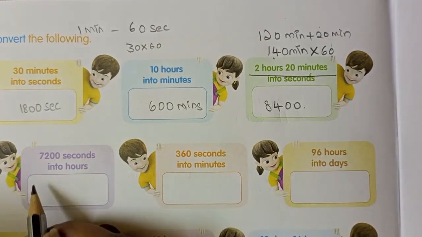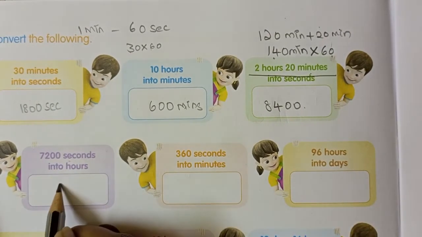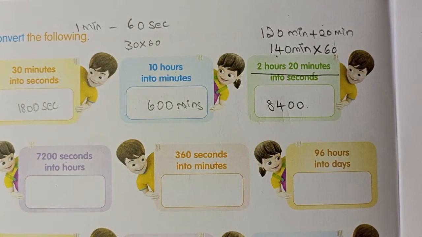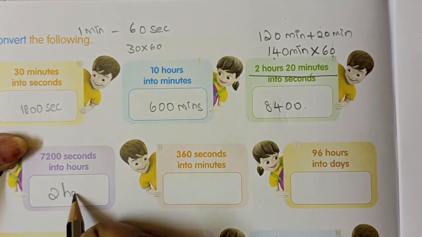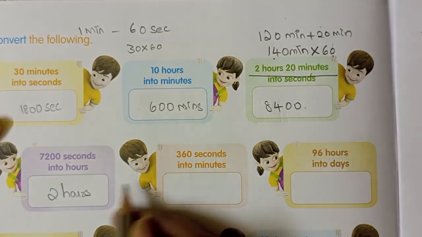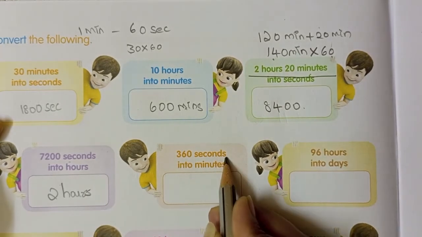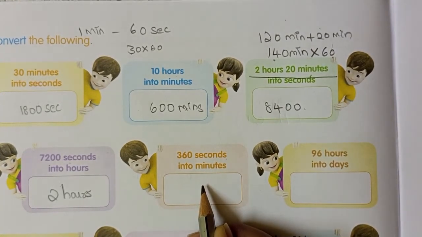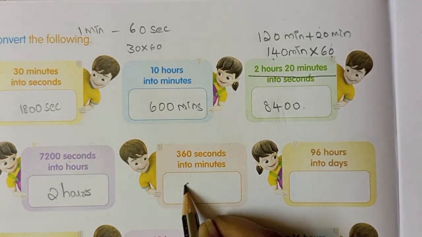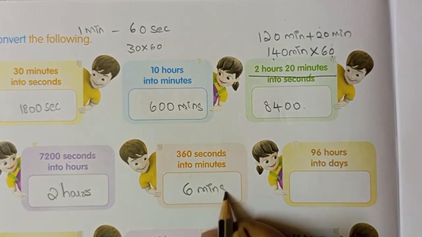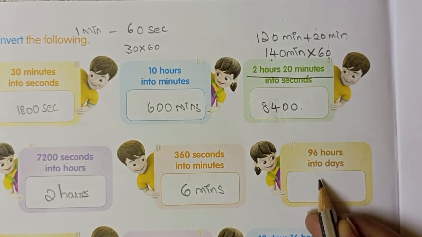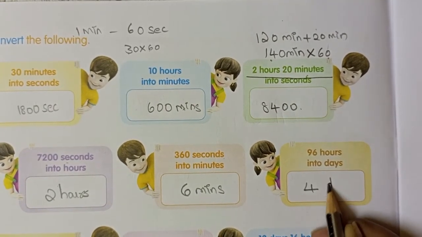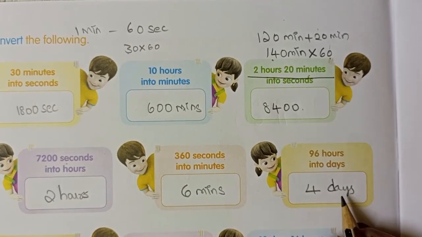See the next one. 7,200 seconds into hours. It is 2 hours. How many hours? 2 hours. Next one. 360 seconds into minutes. So it is 6 minutes. 96 hours into days. It is 4 days.